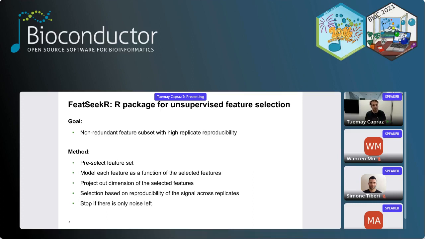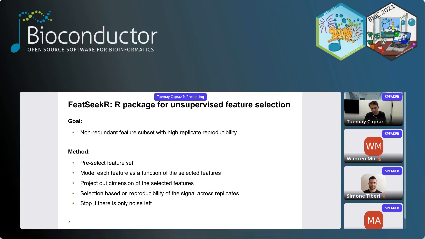We start with a pre-selected feature set where we know that this feature set is biologically relevant. And then we iteratively model each of the features as a function of the selected features, just by a linear model, and thereby project out the dimension of the selected features from the remaining features. And then we select the features based on the reproducibility of the remaining signal across the replicates, so based on the residuals, basically. And then we stop if there's only noise left.